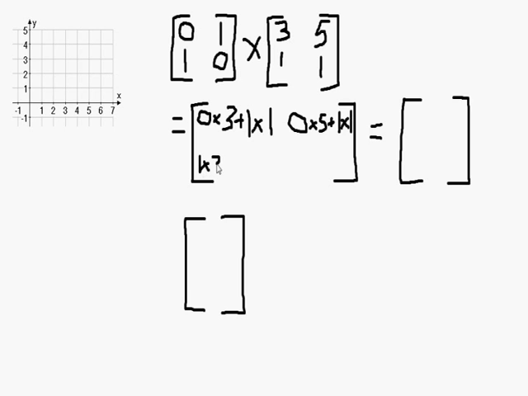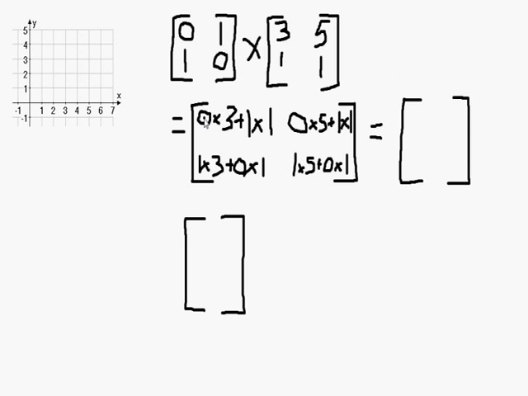Then we go on to the next row, which is 1 times 3 plus 0 times 1, and 1 times 5 plus 0 times 1. Alright, and then we have to work out each individual section and put them all together.